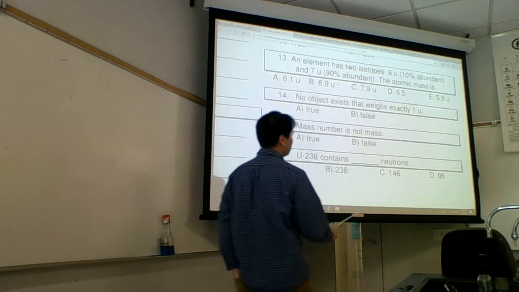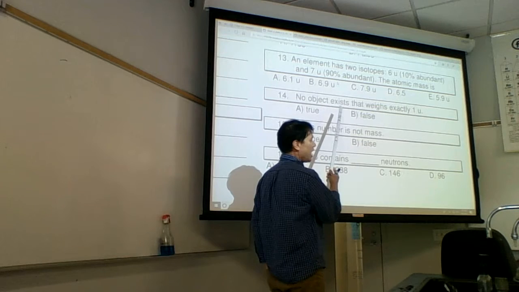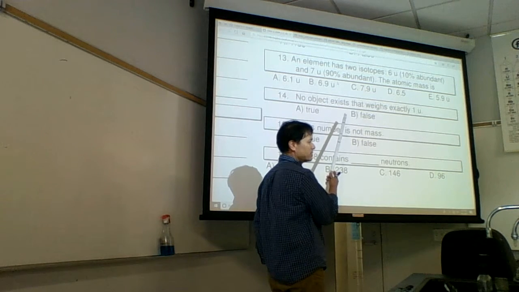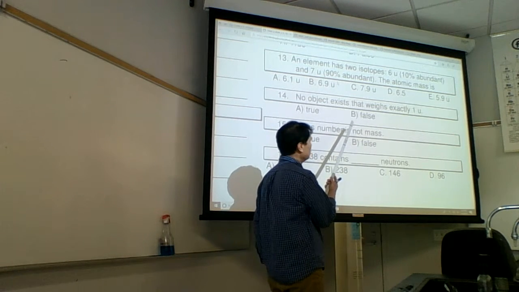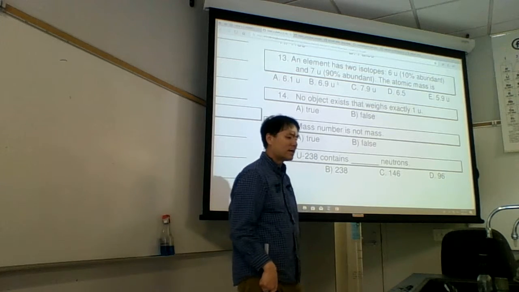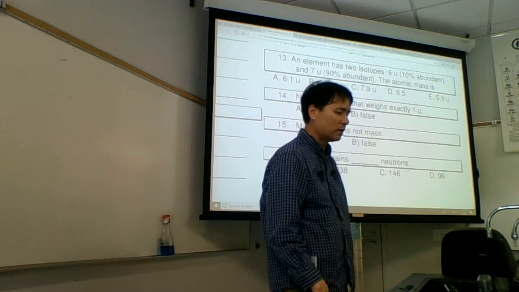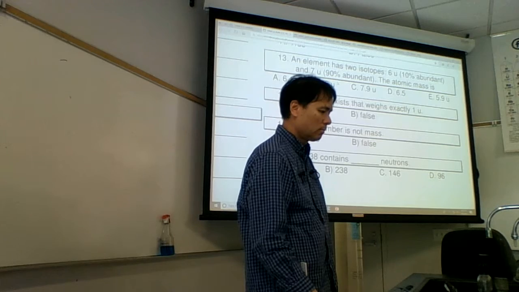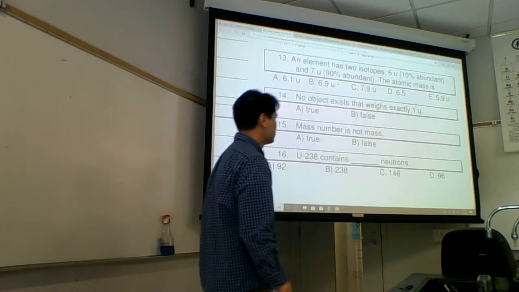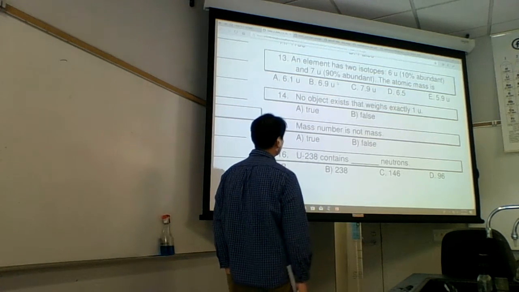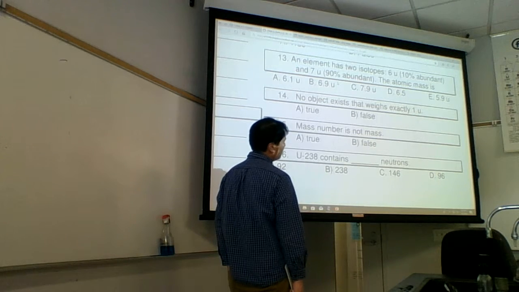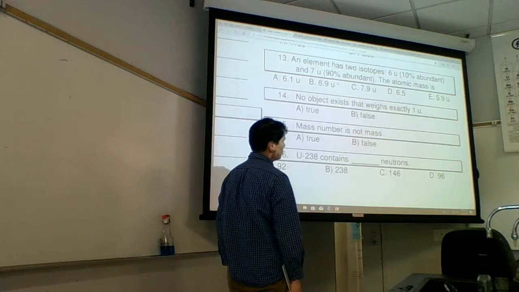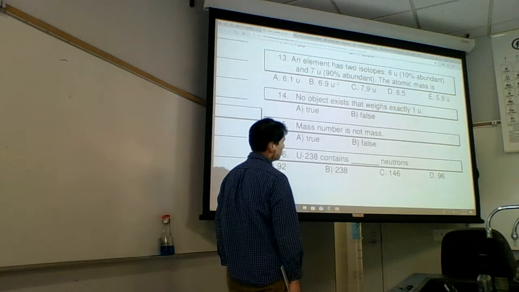And so the way I like to define it is a single atom of carbon-12 weighs exactly 12 U. There's an object that weighs exactly 12 U, and that's a carbon-12 atom. But there's nothing that weighs exactly 1 U. And so the definition of U is not based on 1 U. The definition of the U is based on 12 U.